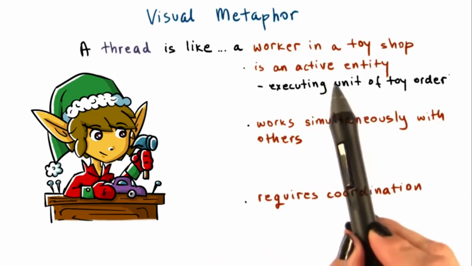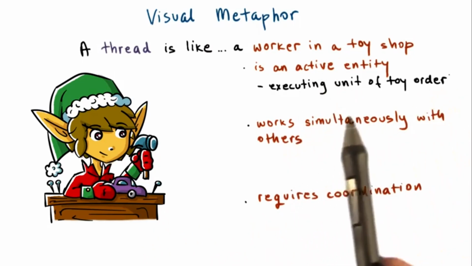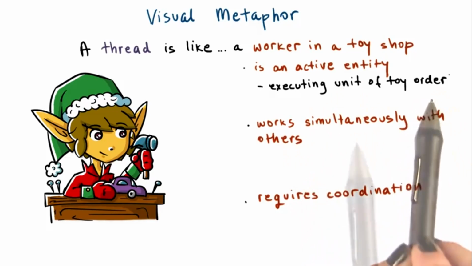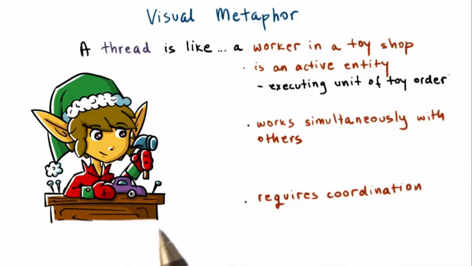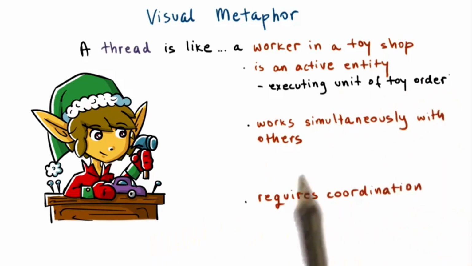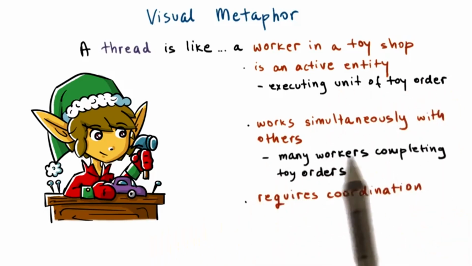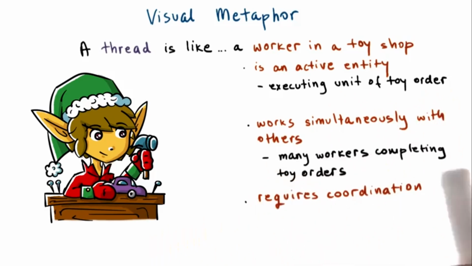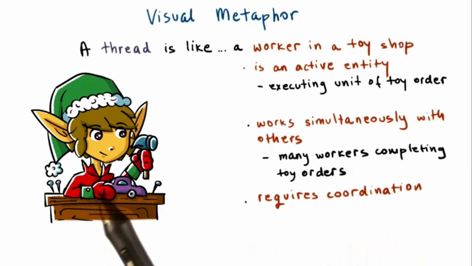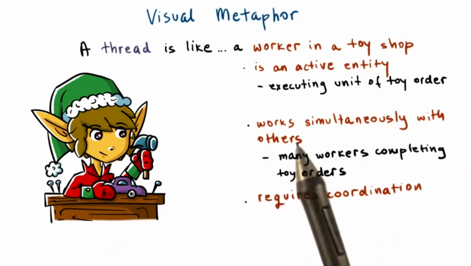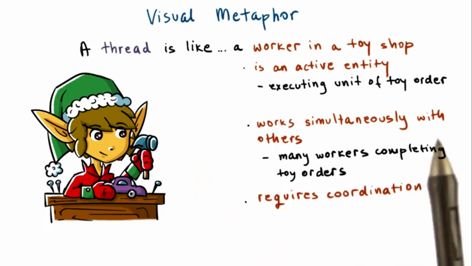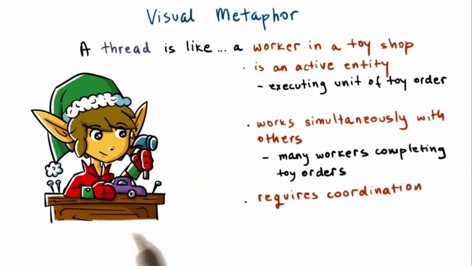A worker is an active entity in the sense that it's executing a unit of work that's necessary for a given toy order. Many such workers can contribute to the entire effort required for an actual toy to be built. Next, a worker can simultaneously work with others. You can imagine a shop floor with many workers all simultaneously or concurrently hammering, sewing, building toys at the same time. They may be working on the same order or on others.